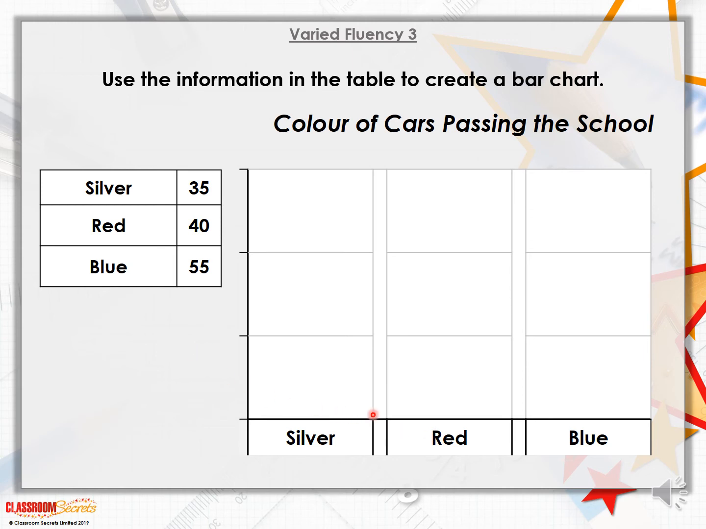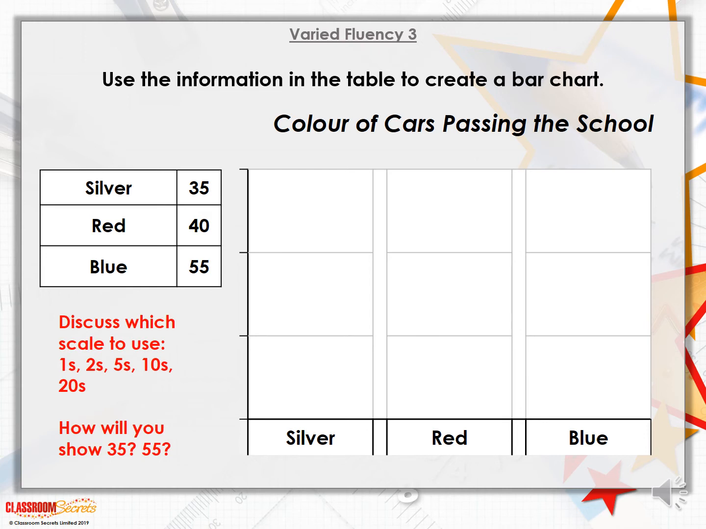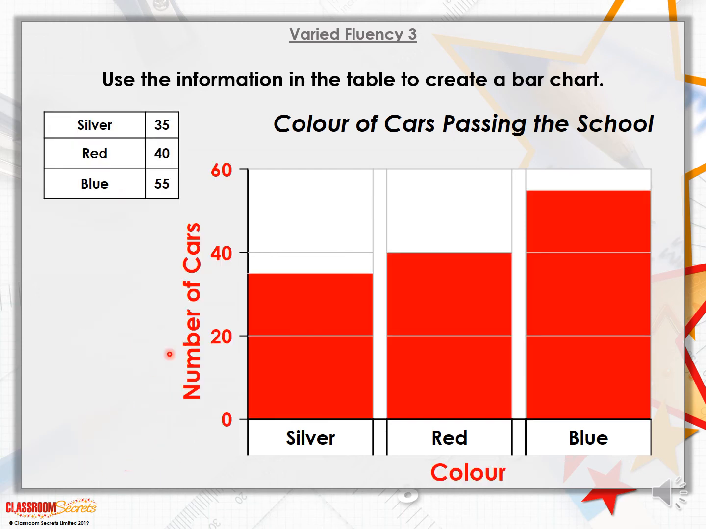Alright, welcome back. So, here are the answers. So for this, it's what we've already discussed. It says discuss which scale to use. And we talk about scale, basically what do my numbers go up in at the side? So do I go up in 1s, 2s, 5s, and 10s? Well, that didn't work. We went up in 20s. And how will I show 35 and 55? That's the difficult part. But here is the answer on this slide.